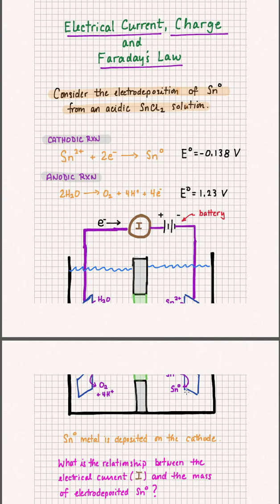What's happening is the Sn2+ is gaining electrons from this side of the battery and becoming tin metal. So here the tin aqueous is floating around in the water, and it is attracted to here and gains electrons to purify itself. Over here the water is losing electrons, becoming oxygen gas and 4 hydrogen ions in the water.